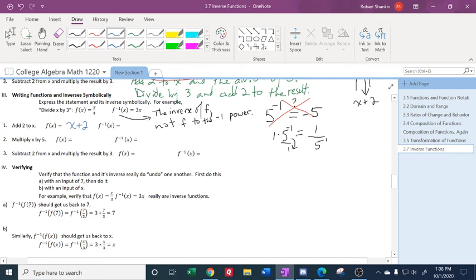Oh, okay. That over 3 stuff was for a different function. That was the example. Okay, so if this is the function, what's the inverse function? It'd be x plus 1/2. Very interesting. Yes.